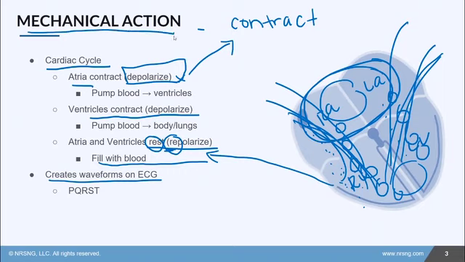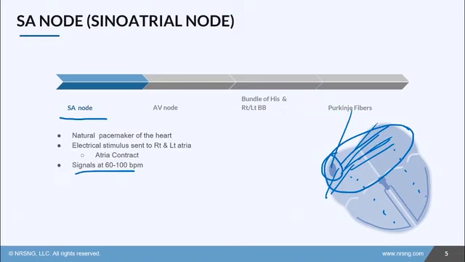If you recall, what's a normal heart rate? 60 to 100 beats per minute. So that's because that's how often the SA node is firing. It's just continuously doing something like this and sending an electrical impulse.